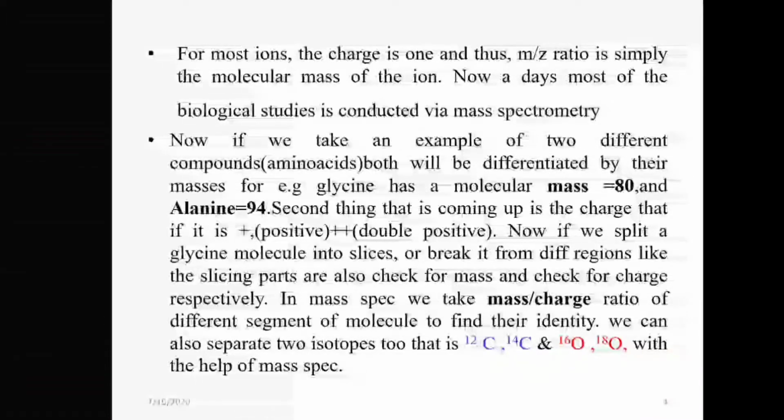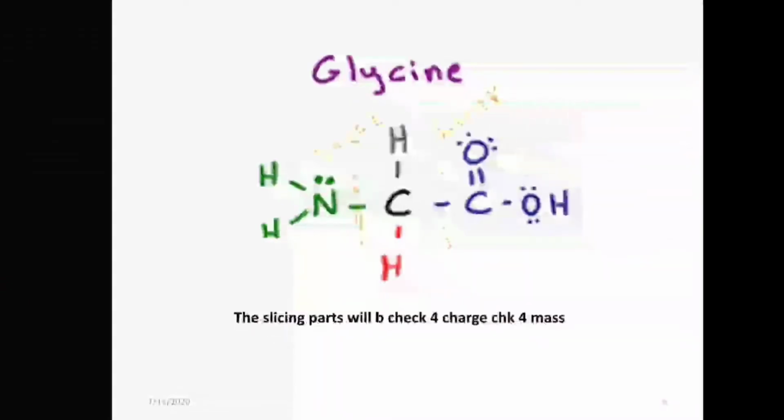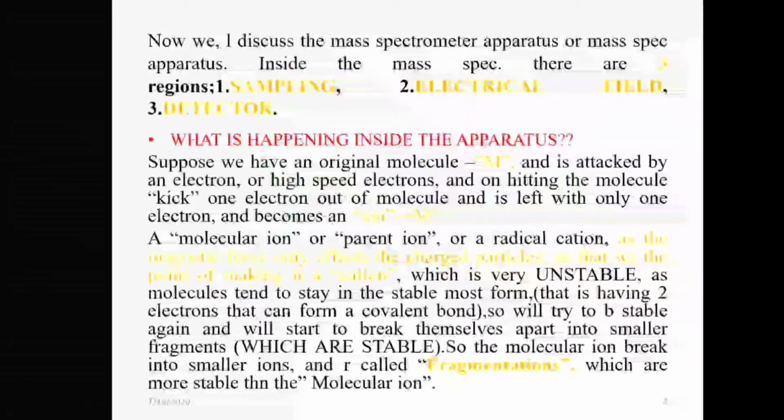In mass spec, we take the mass to charge ratio of different segments of the molecule to find their identity. We can also separate two isotopes, that is carbon-12 and carbon-14, and oxygen-16 and oxygen-18, with the help of mass spec. This is glycine. Its molecular weight is 80. Now, if we slice it down into two parts, these parts will be checked for the mass and for the charge ratio. This is the alanine molecule.